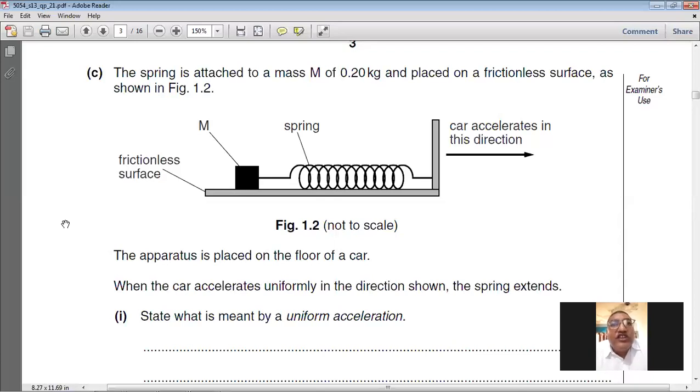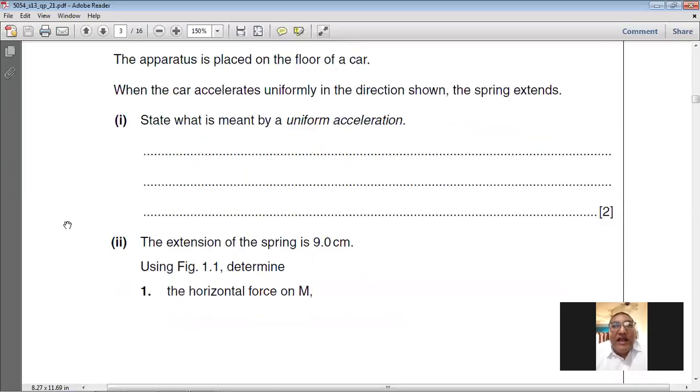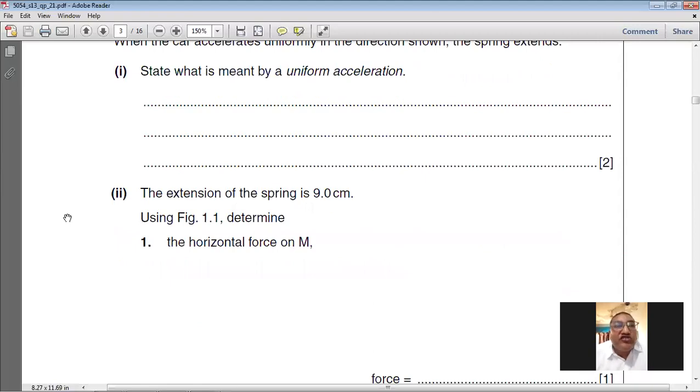State what is meant by uniform acceleration. It's a 2-mark question. Uniform acceleration means that a body is moving in such a way that there is an equal increase in the velocity in equal intervals of time. Equal change in velocity in equal intervals of time. We call it uniform acceleration. We say that the body is moving with uniform acceleration. So, 2-mark question.